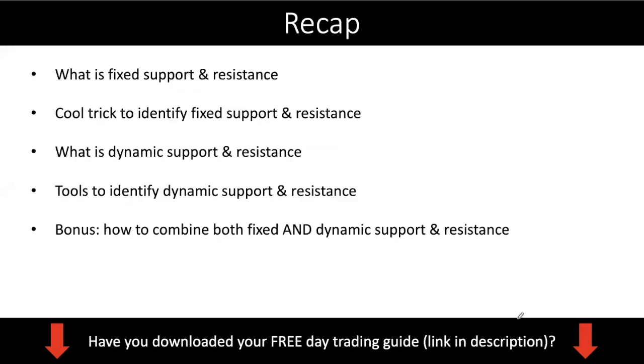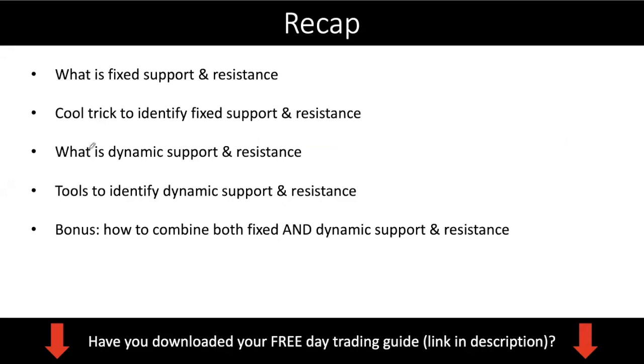Okay, so just a recap about what I covered today. I shared with you what a fixed support and resistance level is. Basically it is a fixed horizontal level that does not move. No matter how the market moves, the level doesn't change. I also showed you a cool trick to identify the levels. Basically, you want to change to the line chart and find the major turning points.